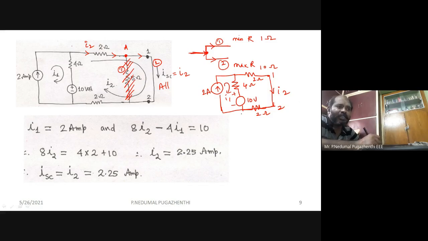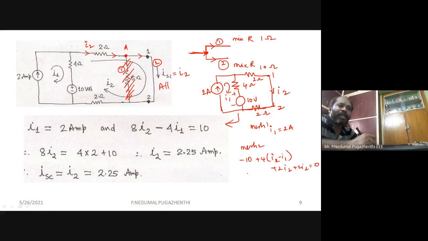So based on this diagram, in mesh 1, I can write I1 is equal to 2 amperes because the current source is directly providing 2 amperes in mesh 1. What is there in mesh 2? I have 1, 2, 3, 4 elements. So based on the current direction, I will write minus 10 plus 4 I1 minus I2 minus I1 plus 2 I2 plus 2 I2 is equal to 0.